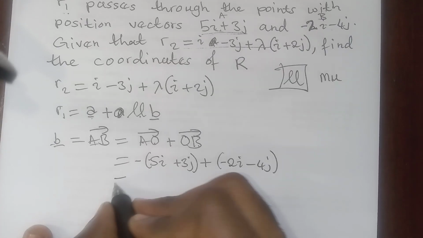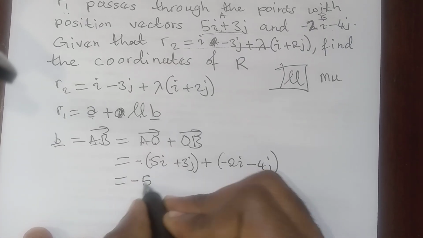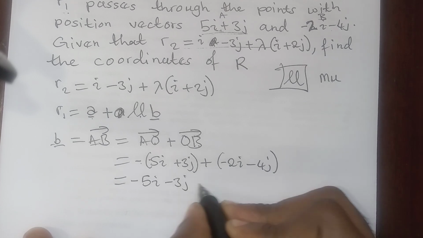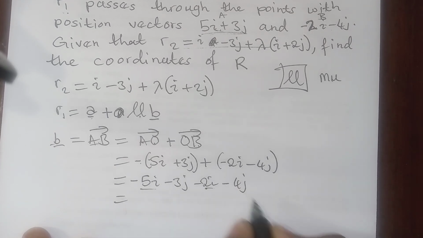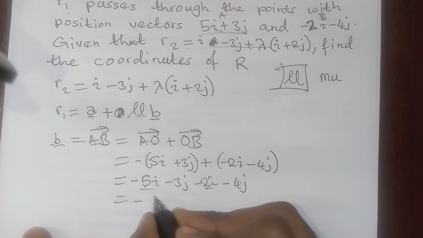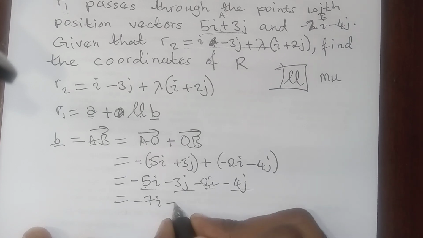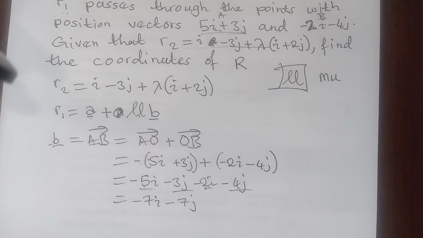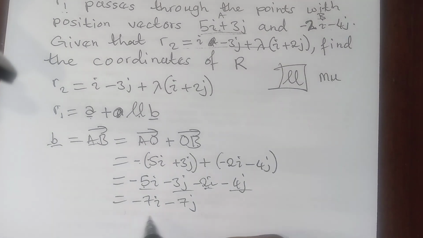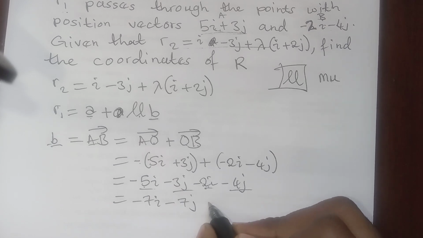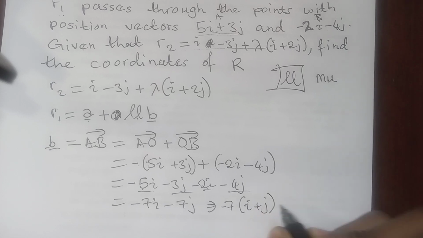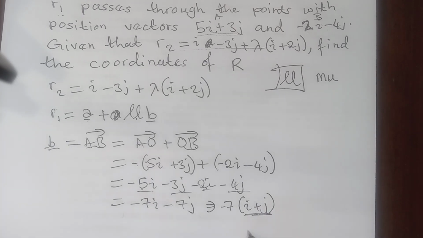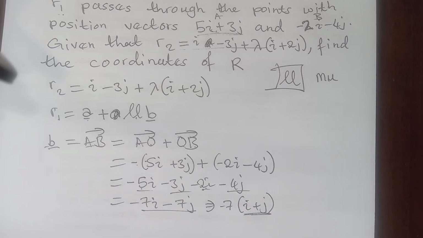So now we can simplify this. This would be negative 5i, negative 3j, minus 2i, minus 4j. Adding like terms together, this and this, we have minus 7i. This and this, we have another minus 7j. So this will be your direction. Another option is to factor out the minus 7 and say the direction is this. So this is still correct. It's actually better and much easier to use, but this can do the job just fine.